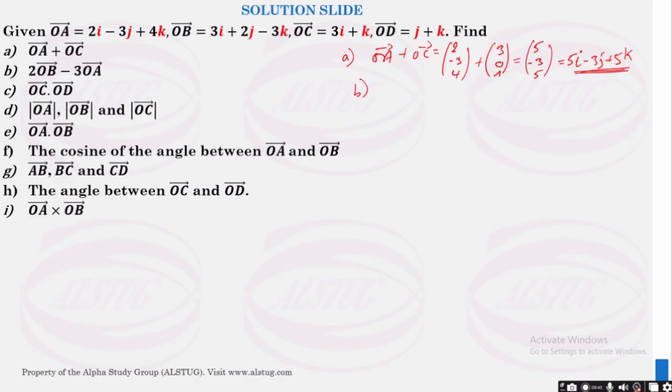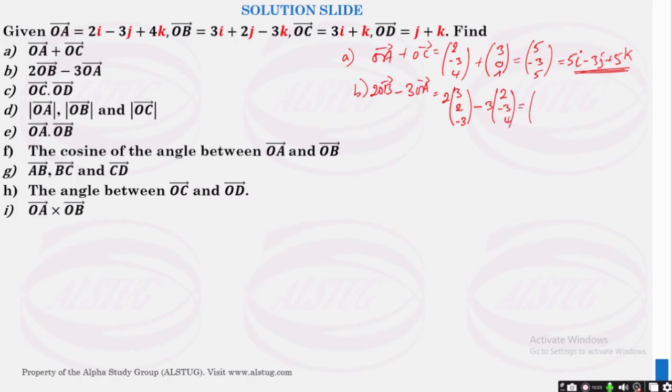Question B, we have 2OB minus 3OA. Of course, this will be 2 times OB. OB we get 3i plus 2j minus 3k. So 2 times 3i plus 2j minus 3k. We have minus 3 times OA, and OA is 2i minus 3j plus 4k.